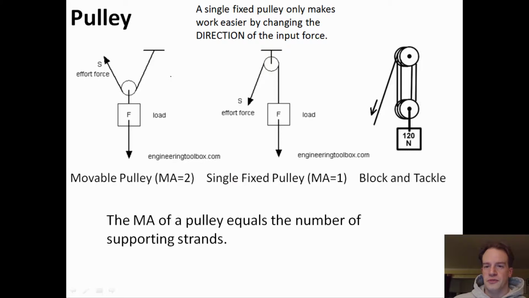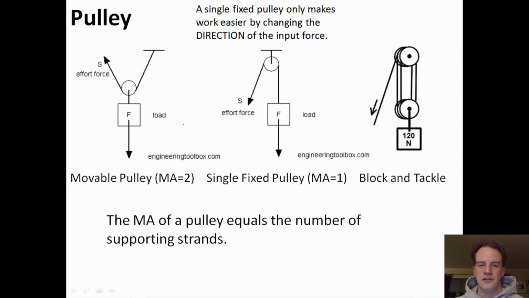The pulley is another simple machine, and there are different types of pulleys. The main two kinds are the fixed pulley and a movable pulley. This is a fixed pulley here. You notice it can change the direction of the force. You can pull down to lift something up instead of having to lift up on it.